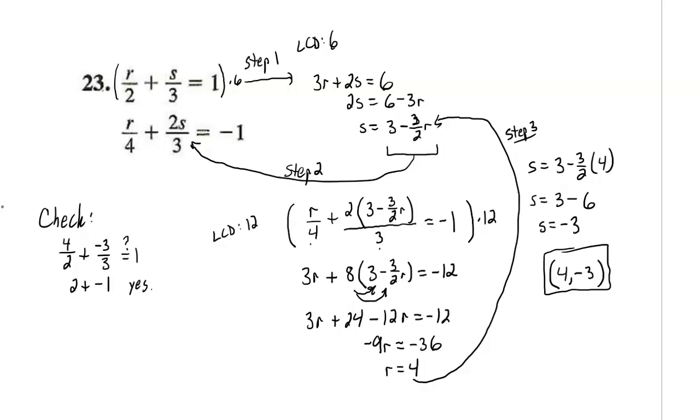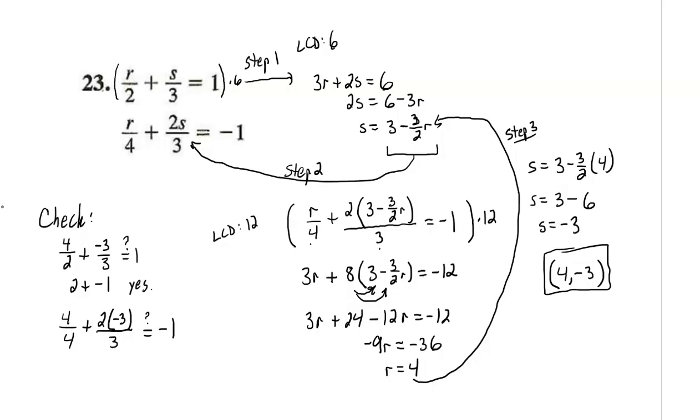And also check it in the second equation, because just because it works in the first equation, that doesn't guarantee it's going to work in the second equation. You need to try it. In place of letter R, put 4. And then 2 parentheses. In place of letter S, put in -3. In the bottom, there's a 3. Put equals and a question mark, and then -1.